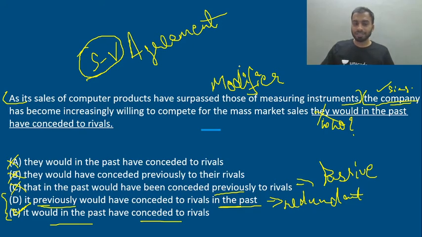I hope you've understood this. First, we identified, from questioning who would in the past have conceded to rivals, the company would have. The company is our subject. Company is singular. That is why we eliminated all answer options that had plural pronouns. We did not need plural pronouns, right?